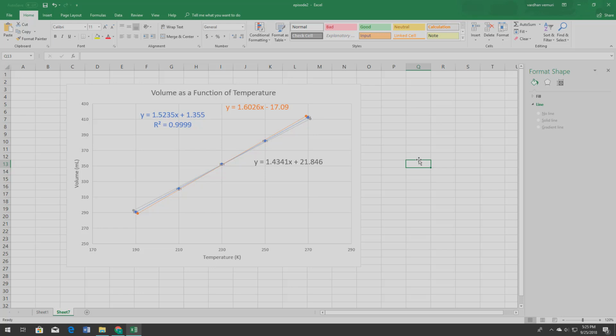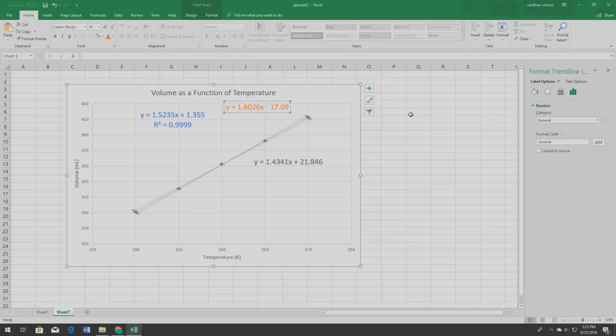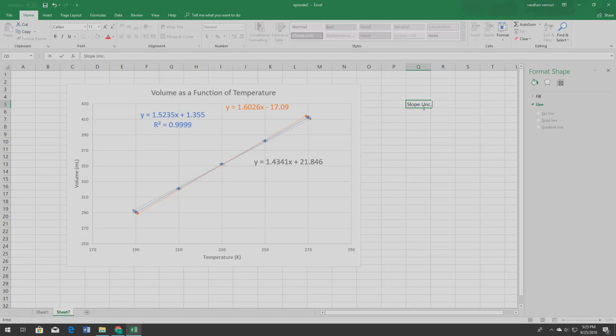Wonderful. Now to calculate our slope uncertainty, we're just going to take the m values of both of these equations, find the absolute difference, and then divide by 2. So we're going to go to slope uncertainty equals m sub 1 minus m sub 2, divided by 2. And because this is an absolute uncertainty, it's very important to have this in 1 sig fig.